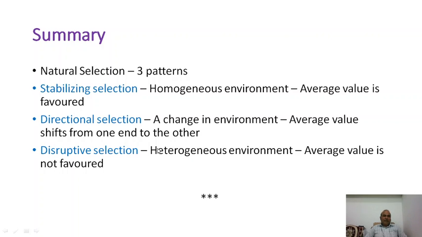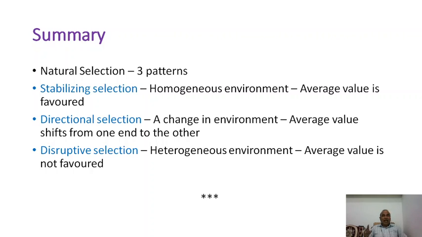Let's see the summary. Natural selection is a very, very important driving force as explained by Charles Darwin. And the way in which natural selection can occur is explained in three different patterns. They are stabilizing selection, directional selection, and disruptive selection. Friends, stabilizing selection occurs when there is a homogeneous environment and average value is preferred. Evolution does not occur, but phenotypic value is preferred here.